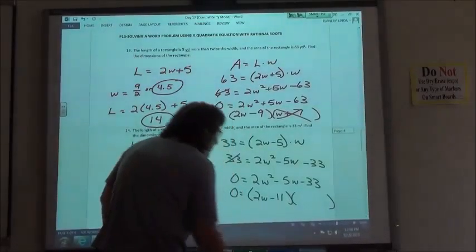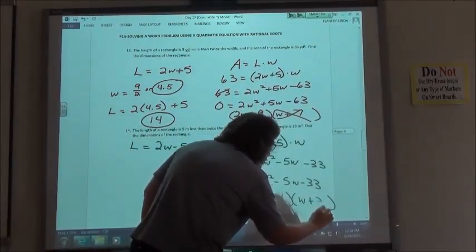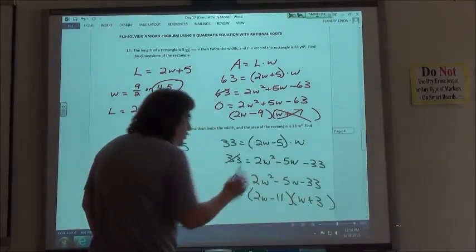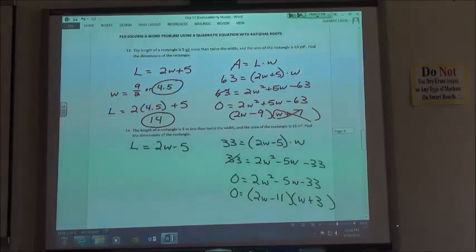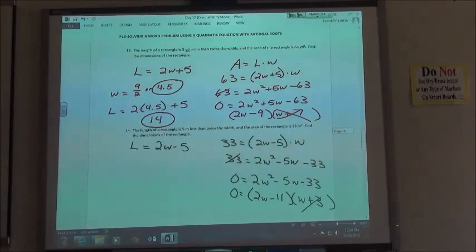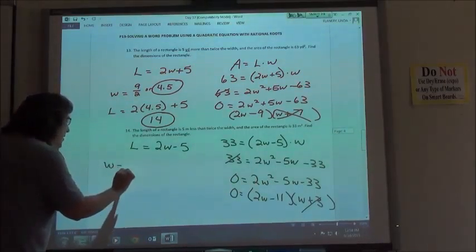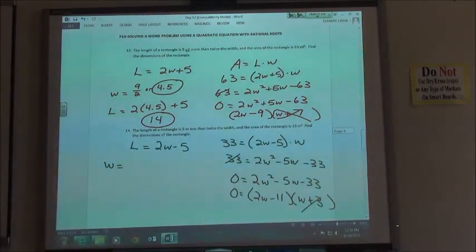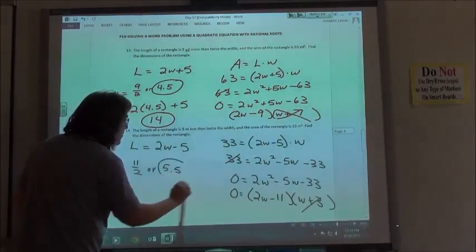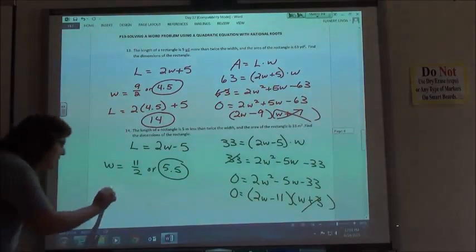So W minus 11 and W plus 3. That would give us 6W minus 11W, which sure enough is the negative 5W. We know the one with the plus sign isn't going to work because that's going to give us a negative answer. On the other one, if we solve that for W, we would get 11 over 2, which is 5.5, which is how they're going to want that answer. So my width is 5.5.